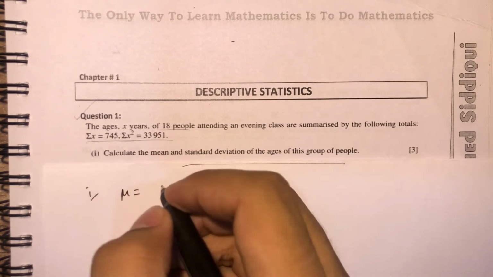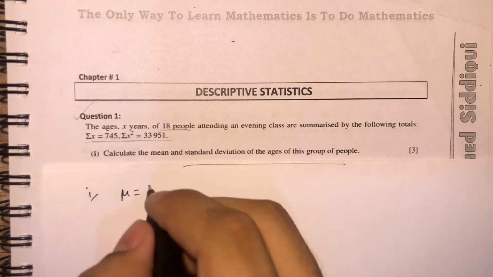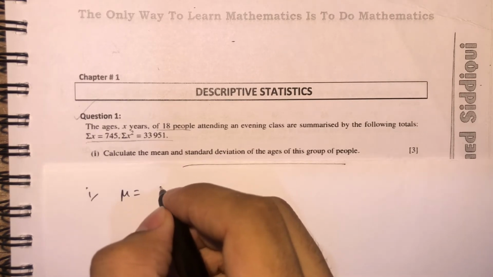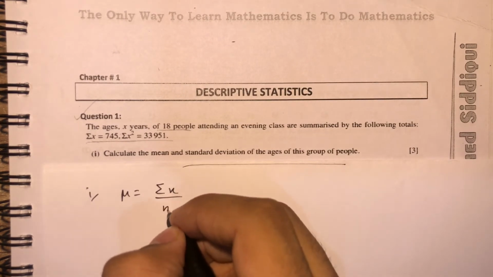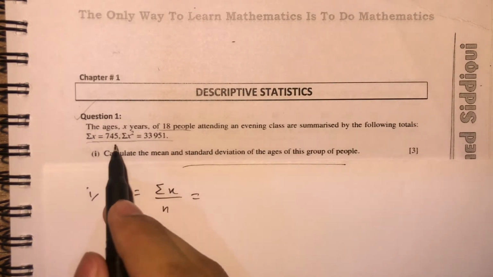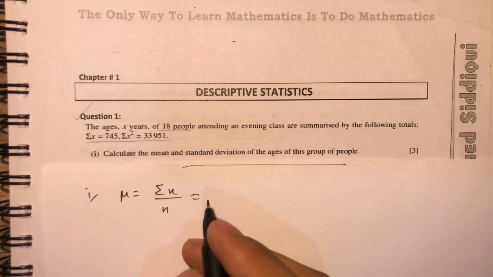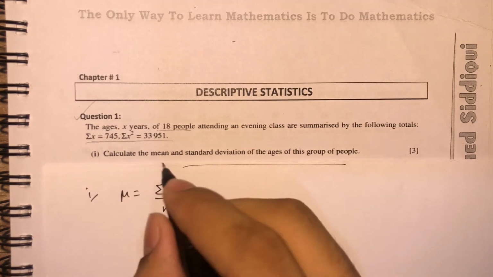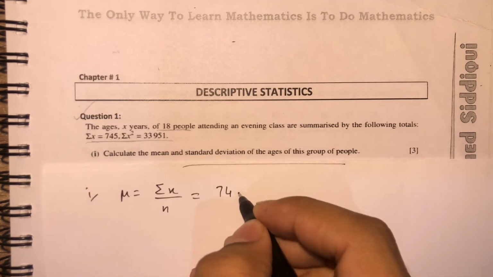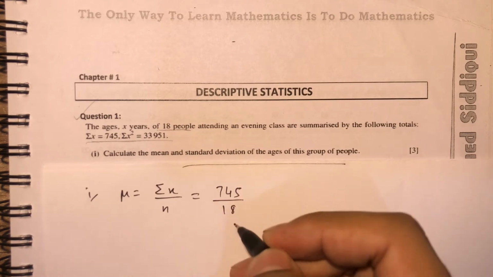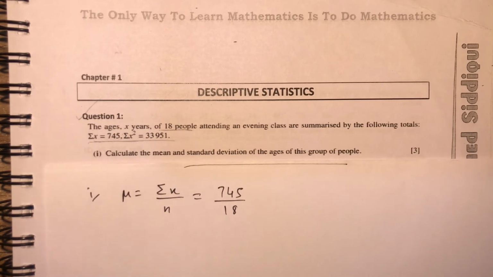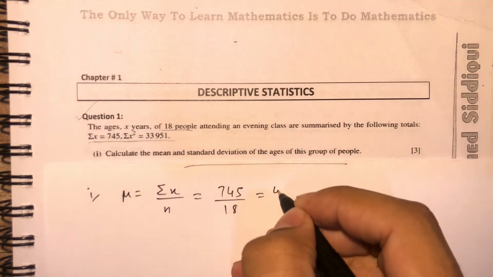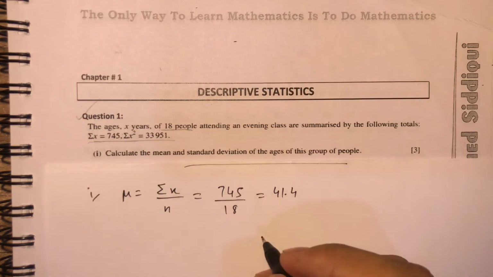So for mean, the formula is over here. Whether this is grouped data or ungrouped data, we don't need to know that here. We'll just use the formula sigma x upon n, right? Because the data is given in terms of sigma x and sigma x square. So it's pretty simplified over here. Sigma x is given as 745, and n we know is 18. So 745 divided by 18 is equal to 41.423 to 3 SF.